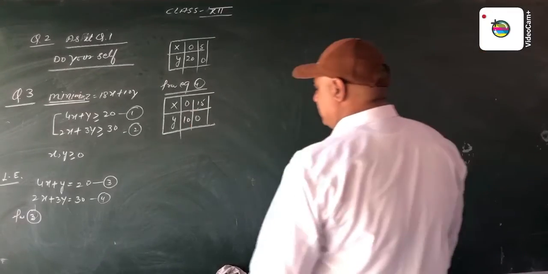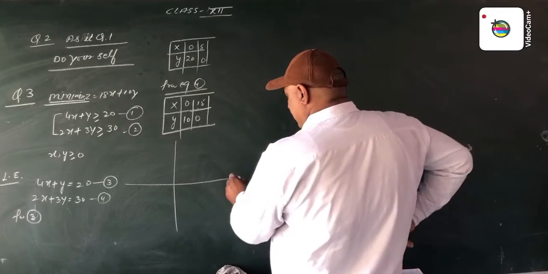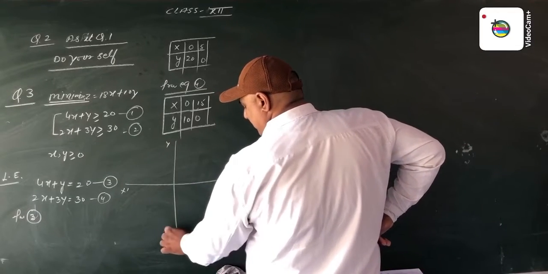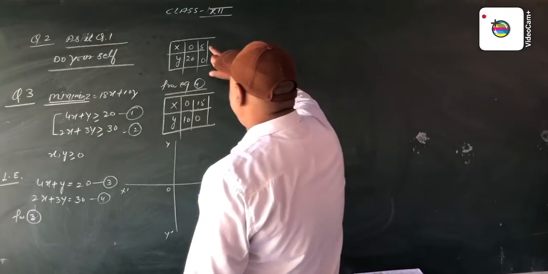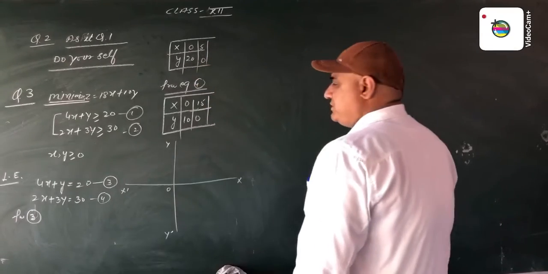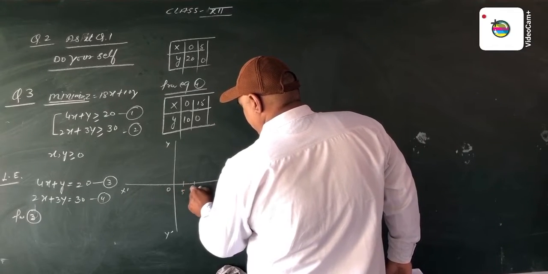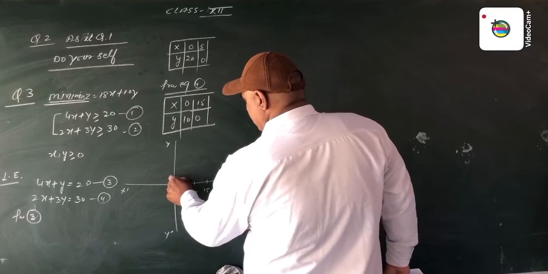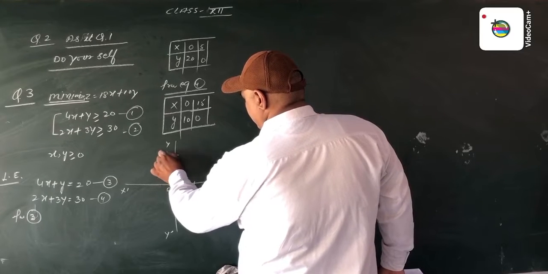Now we make the graph of these equations. This is your x and y axis, x, x dash, y, y dash. This is the origin. Now we mark the values 5, 10, 15 and 20 on the x-axis, taking a difference of 5, and this is also 5, 10, 15, 20 on the y-axis.